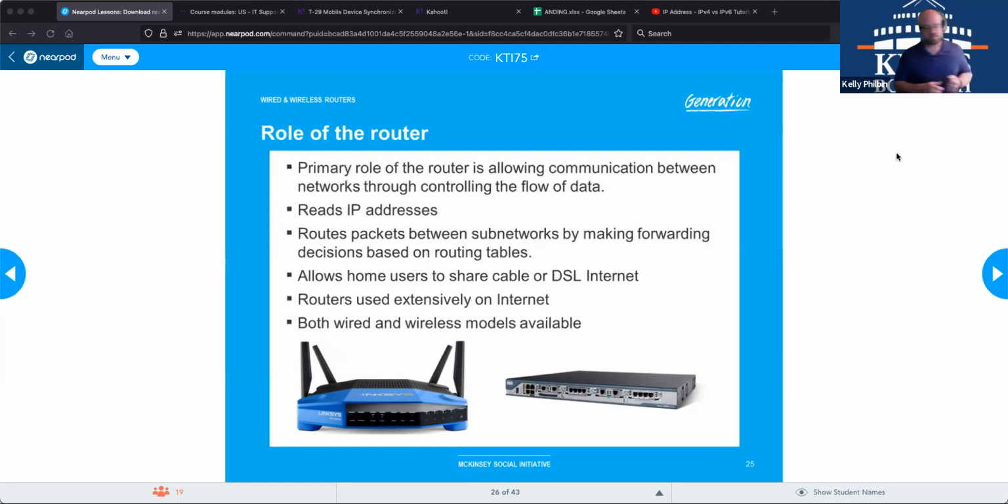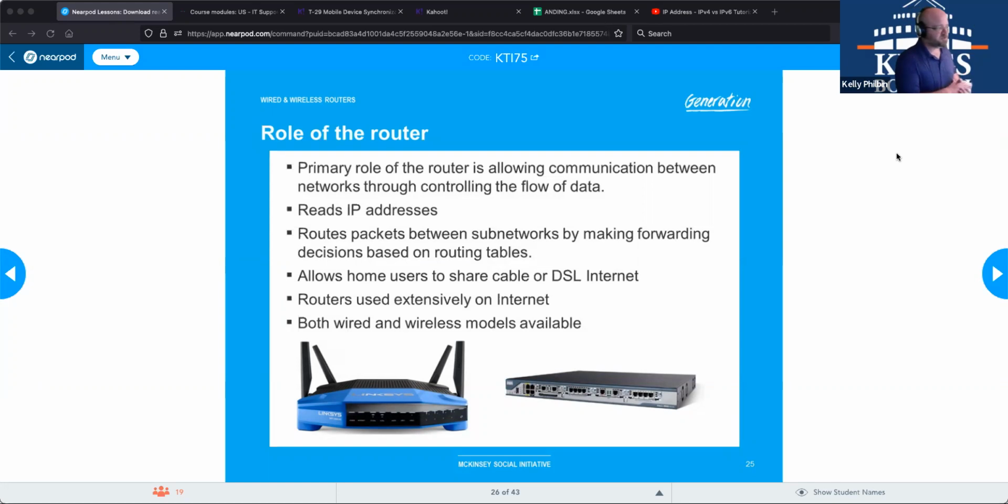The primary role of the router is to essentially facilitate communication between networks by controlling the flow of the data. It utilizes IP addresses to know where it needs to send stuff, whether it be another subnetwork in your organization, or whether it needs to go out to the internet and communicate with someone else. The router is going to make these decisions based upon routing tables. So how will it forward stuff?